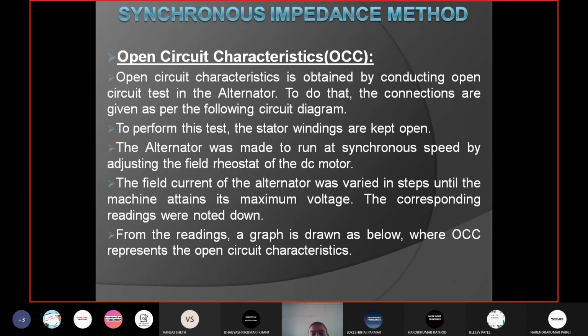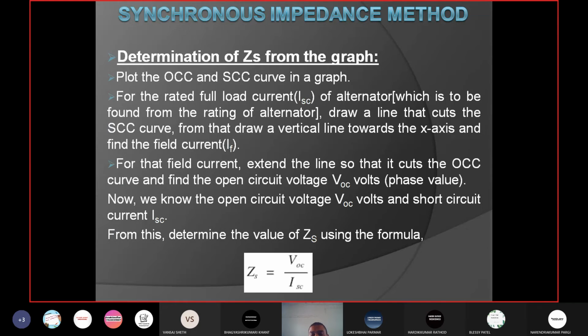We can write the open circuit voltage as equal to ZS into ISC. So ZS is calculated as the open circuit voltage divided by the short circuit current, and that is calculated at the rated value. So how can we calculate the ZS value?